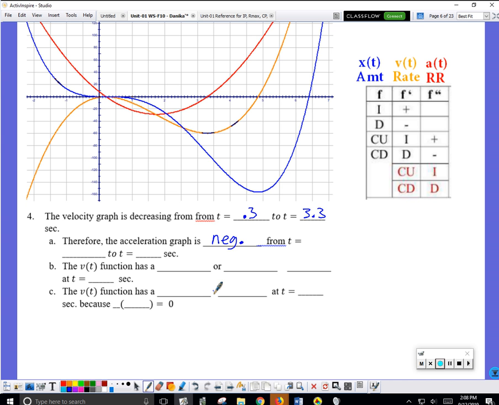Okay, look. So we figured out this. So the acceleration graph is negative from the same time period.